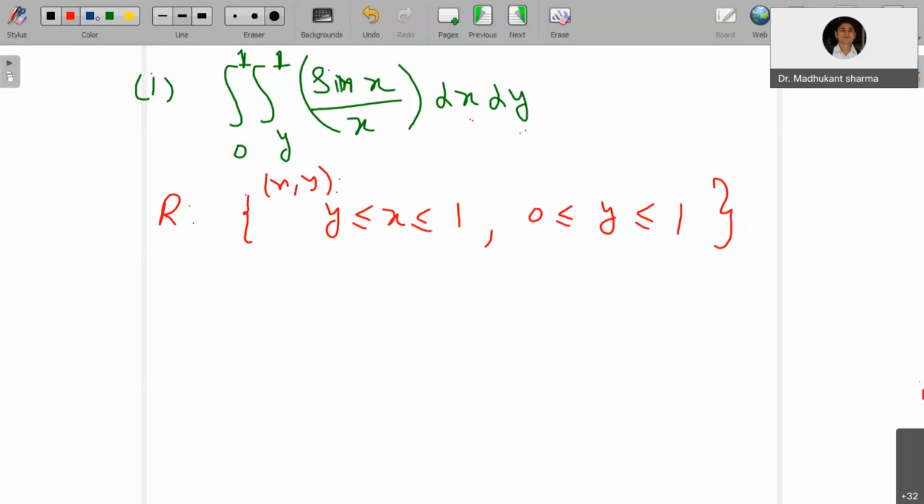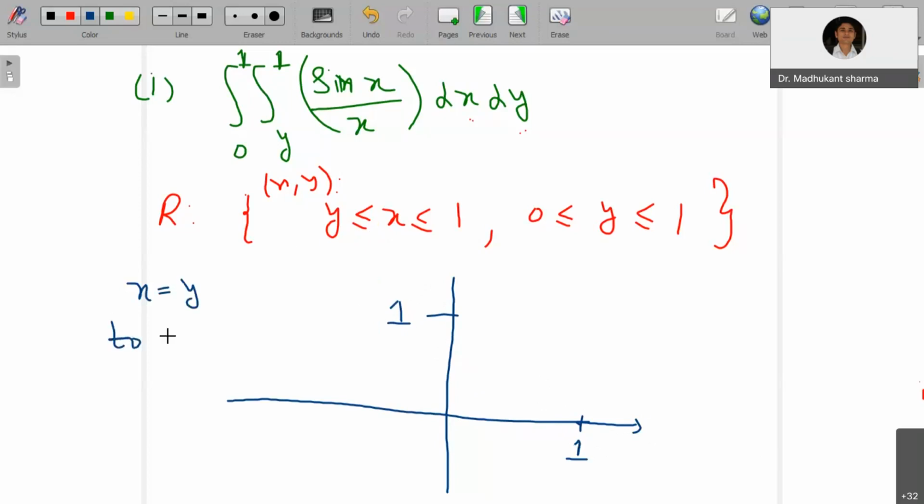Now if you draw this, how will you draw? x and y each run from 0 to 1, so this is y equals 1 and this is x equals 1. Now x is running from x equals y to x equals 1. x equals y is the line, that is y equals x. So x enters at x equals y and leaves at x equals 1.